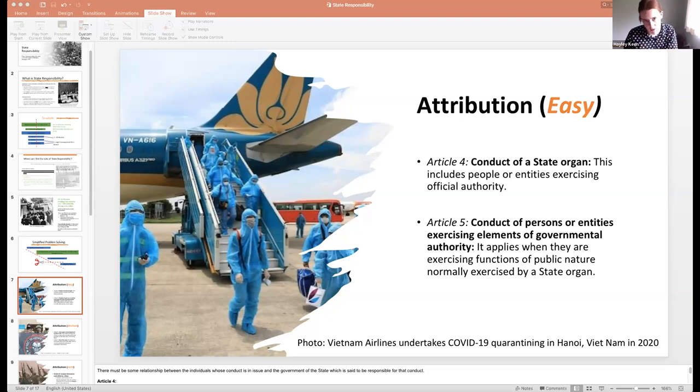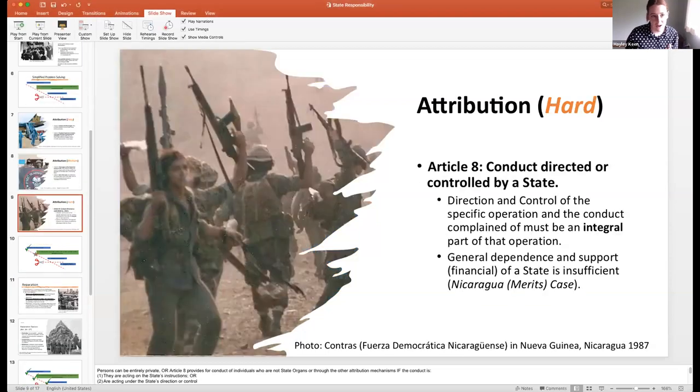So this one is really, really complex, and it definitely is a blurred line, and it connects somewhat with the next hard attribution issue, and that is conduct directed or controlled by a state. And this is where the Nicaragua case comes in very strongly. We're talking about actors that can be pretty much entirely private, guerrilla movements, things like that, but they are funded and directed by another country, and direction and control by the state has to be an integral part of their operation. What they do is given specific instructions from the state, and just a general dependence and financial support of the state is insufficient. And that was something that the Nicaragua case taught us.